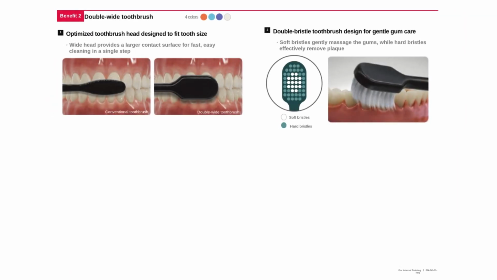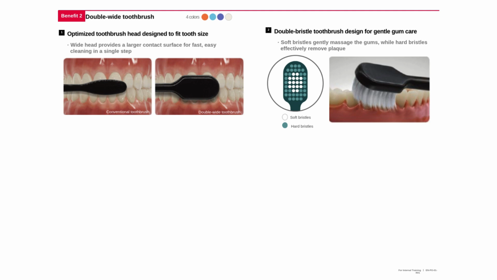The second benefit is Osstem's popular double-wide toothbrush. The Osstem double-wide toothbrush is designed with an optimized toothbrush head that fits tooth size more effectively. Its wide head provides a larger contact surface, allowing faster and easier cleaning in a single brushing motion. Secondly, the toothbrush features a double bristle structure designed for gentle gum care.